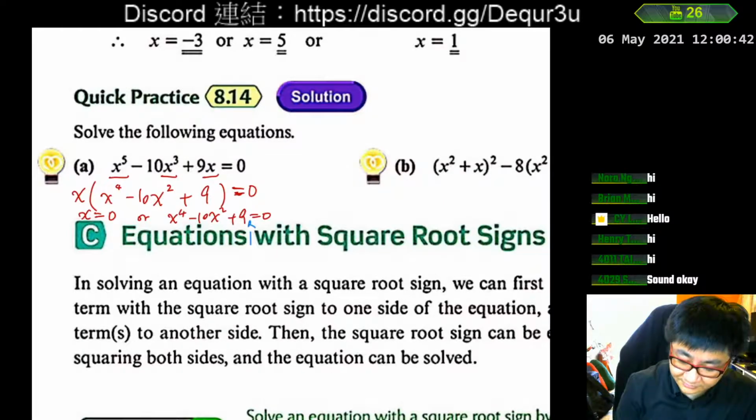And for this one, you can let u be the single power. So it is the single, and it's a double. And then I try not to explain more. So you do it by yourself.